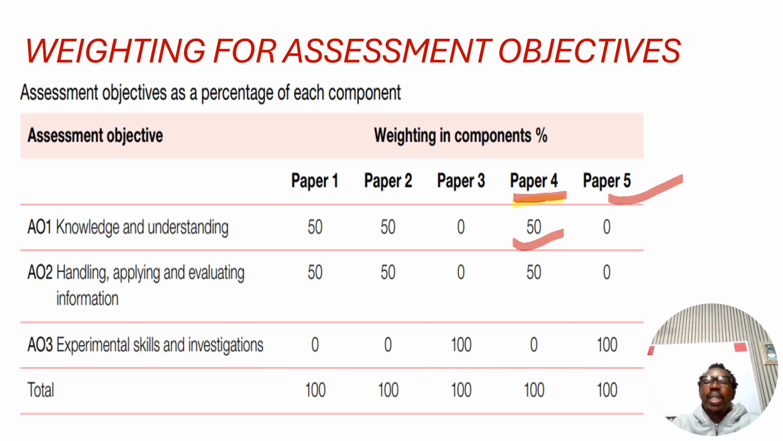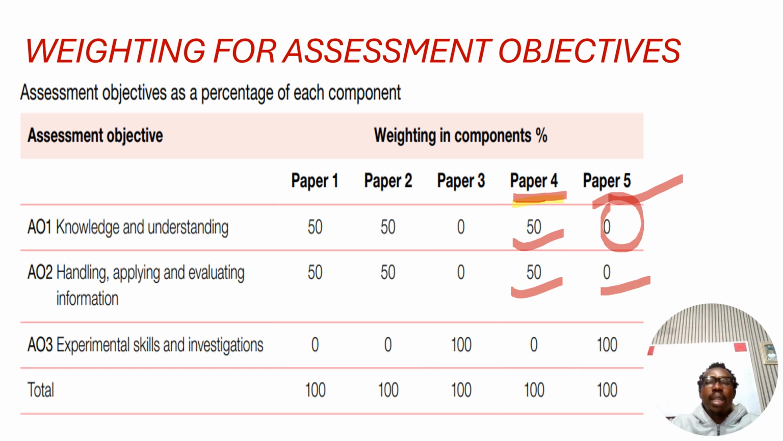Knowledge and understanding will be tested only in paper 4 for A2 and not in paper 5. So it will not be tested in paper 5. Then the next one is handling, applying, and evaluating information. Only 50% of it will be tested in paper 4, and it will not be tested in paper 5. So please, I want us to take note of that.